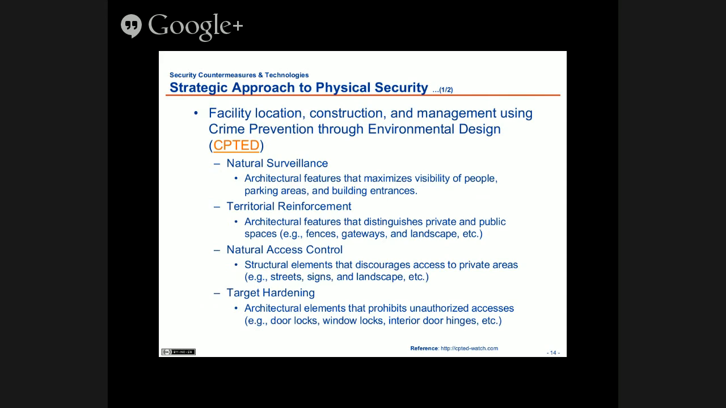And then of course, target hardening. Basically, these are architecture elements that prohibit unauthorized access. These are door locks, window locks, interior hinges, etc. And there are different types of all of these items that can be used in correlation to each other.